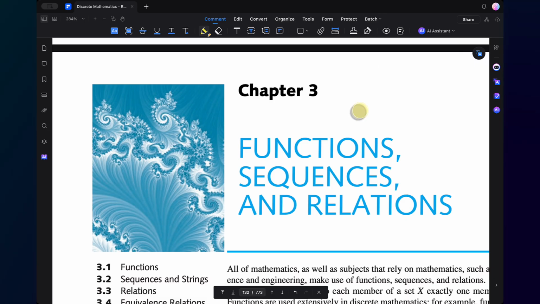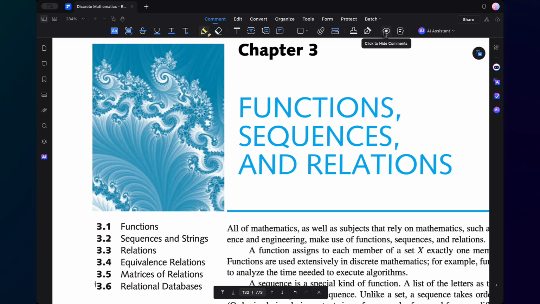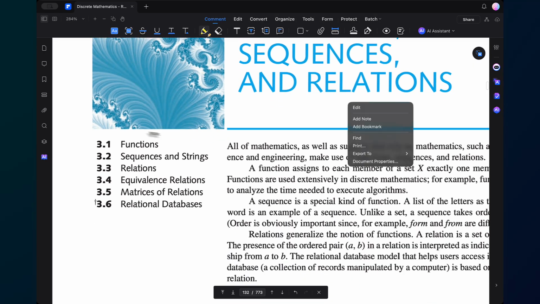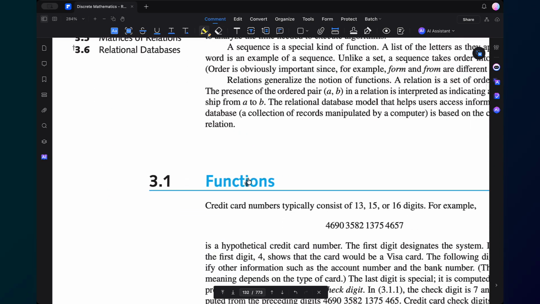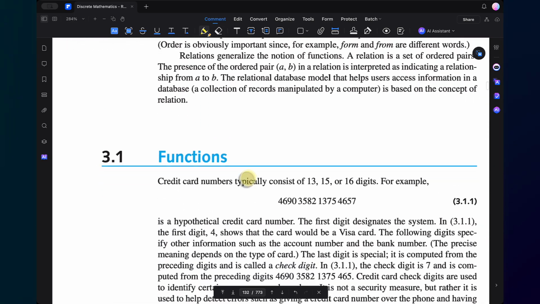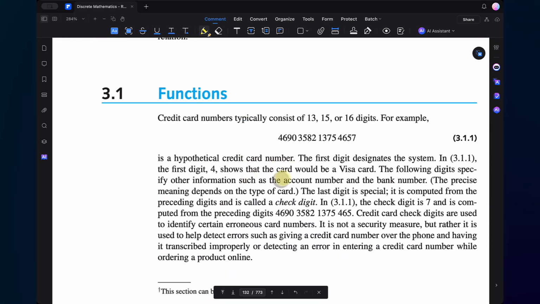Chapter 3. A lot of this should be fairly familiar to you, but I'll go through it fairly quickly here. 3.1 is about functions. They talk a little bit about this credit card function. You should read this. It's kind of interesting.